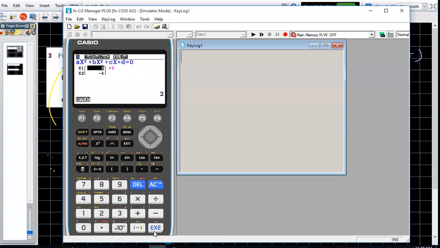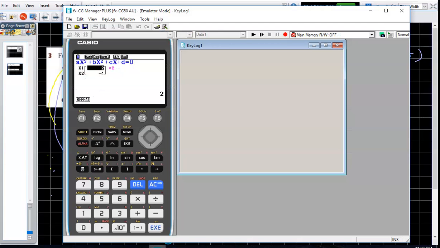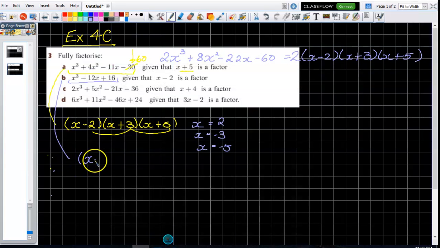All right. Now, how do we write this if we're just using technology? What does this times 2 mean? Yes, Tom? Same root. So what do we do? Square it. It's a repeated root. So for b, we would have to say x minus 2 squared and x plus 4. Okay, we check.